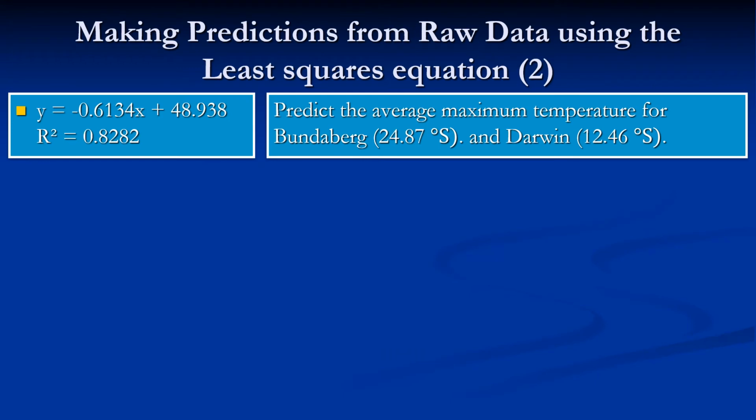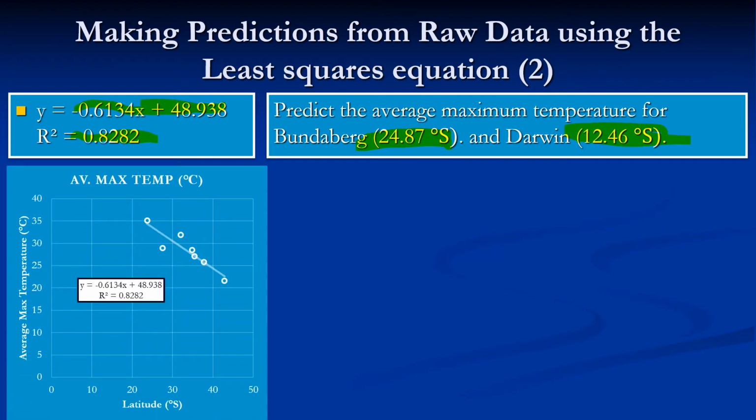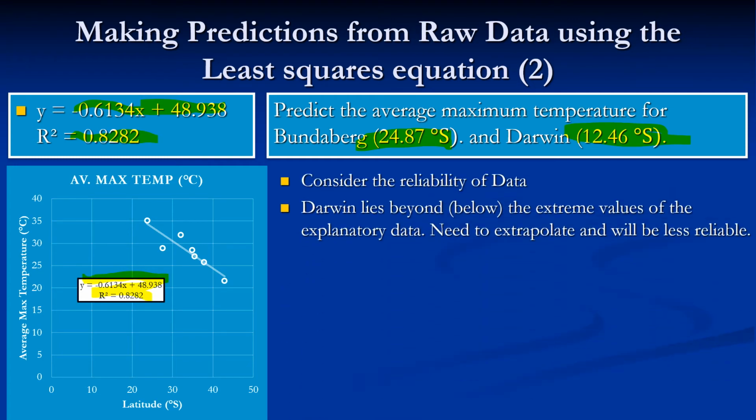Now, let's have a look at predicting Bundaberg and Darwin's temperature based on the degrees latitude. We've got the formula nicely given to us from Excel, and we also have that r squared value. So there's that graph again from Excel with the formula and the r squared. Let's consider the reliability of the data. First of all, Darwin lies well beyond the extreme values of the data. Where's Darwin? It's 12.46.